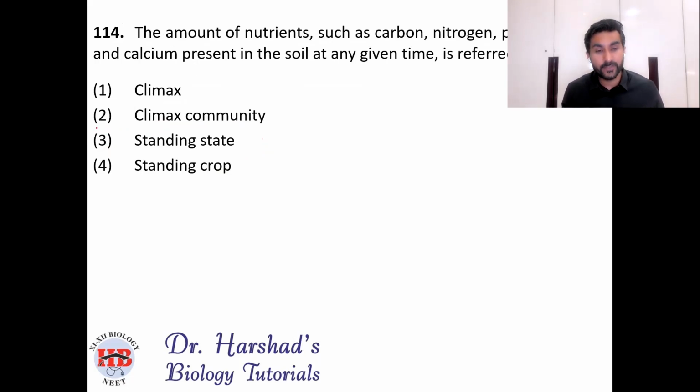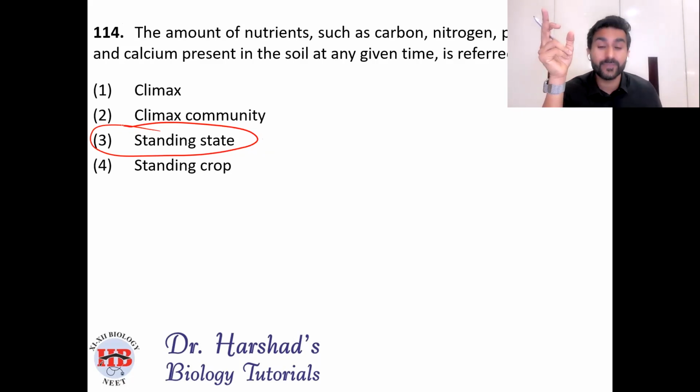The amount of nutrients present, carbon, nitrogen, phosphorus in the soil, mind that, is standing state. Remember that if they talk about the total amount of biomass in an organism, then the answer is standing crop. But when you talk of the total amount of inorganic nutrients in the soil, the answer is standing state. It is the total amount of inorganic nutrients found in the soil, which this question is about.